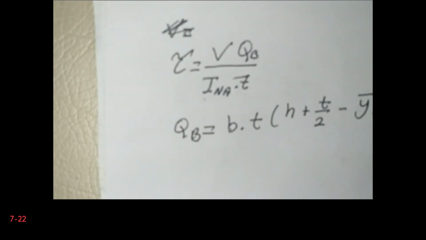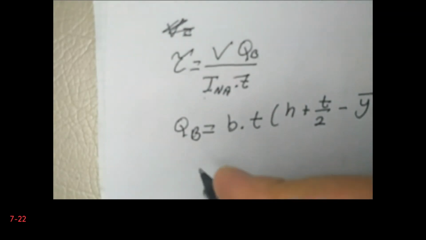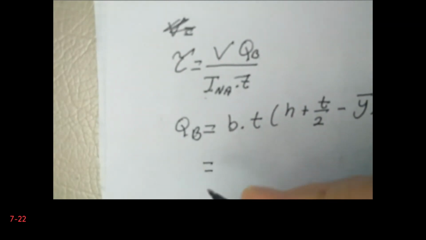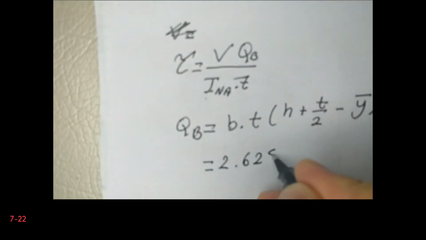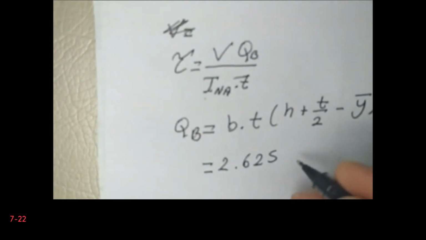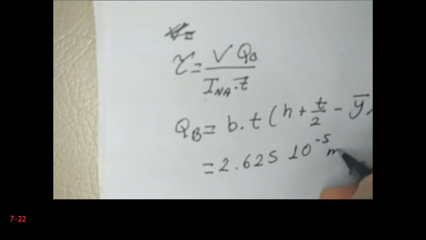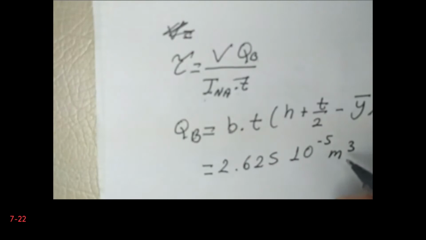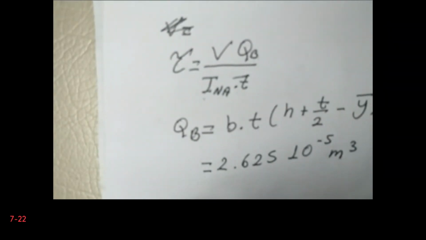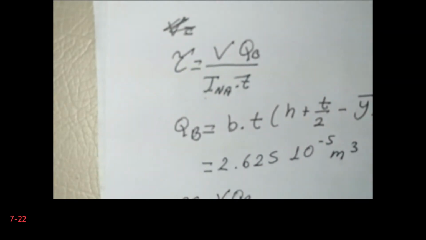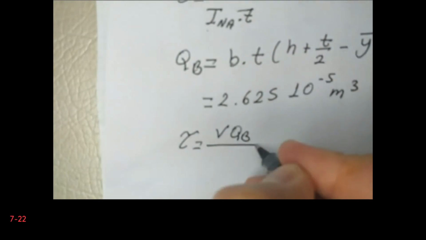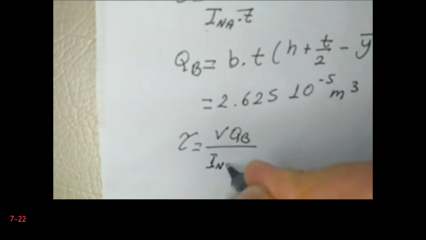If you put the values, what you are going to get for the first moment of the area is 2.625 × 10 to the power minus 5 meter cubed. So this is the first moment of the area. In fact, from here we can calculate the shear stress at point B. Shear stress is, again, I will rewrite the formula, V times QB divided by I multiplied by T.